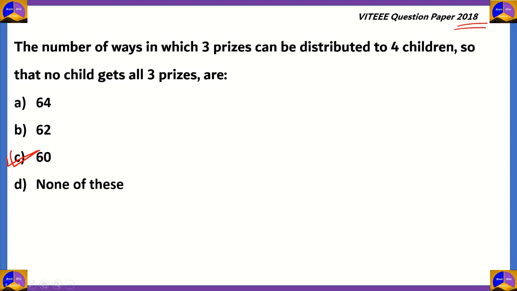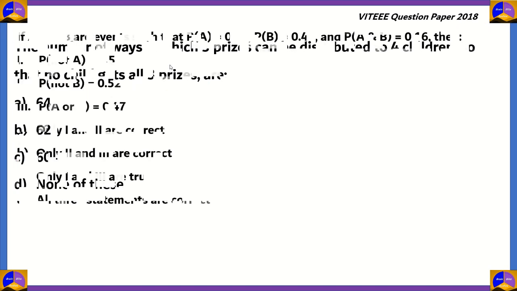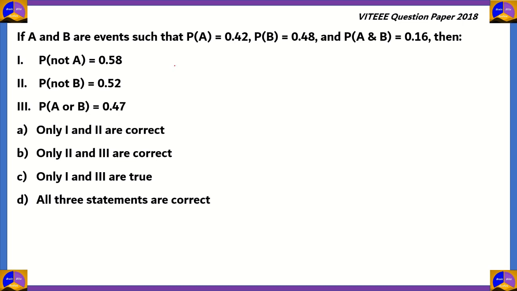What we have to do is use combination in order to find out the total number of ways in which we can distribute 3 prizes, and then the number of ways of giving all the prizes to one child. And then we have to subtract the second value from the first in order to get the required number of ways. Now, let's look at another question.